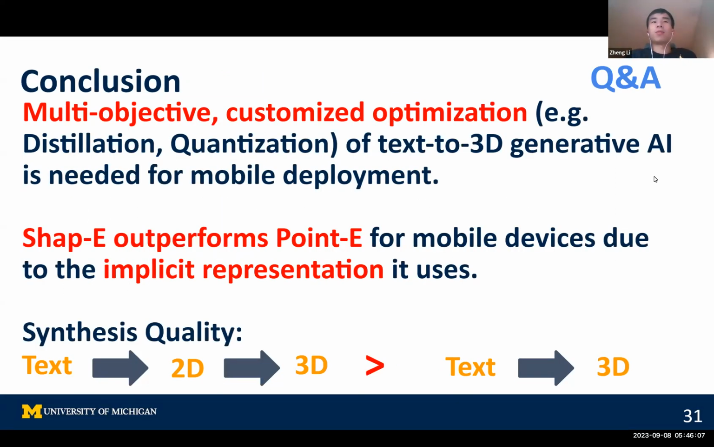To briefly summarize what we have talked about so far: multi-objective and customized optimization might be needed for the mobile deployment of text-to-3D generative AI. Another conclusion is that Shap-E actually outperforms Point-E when it comes to mobile deployment, possibly due to the implicit representation it uses. And in terms of synthesis quality, the image conditional option outperforms the text conditional option.